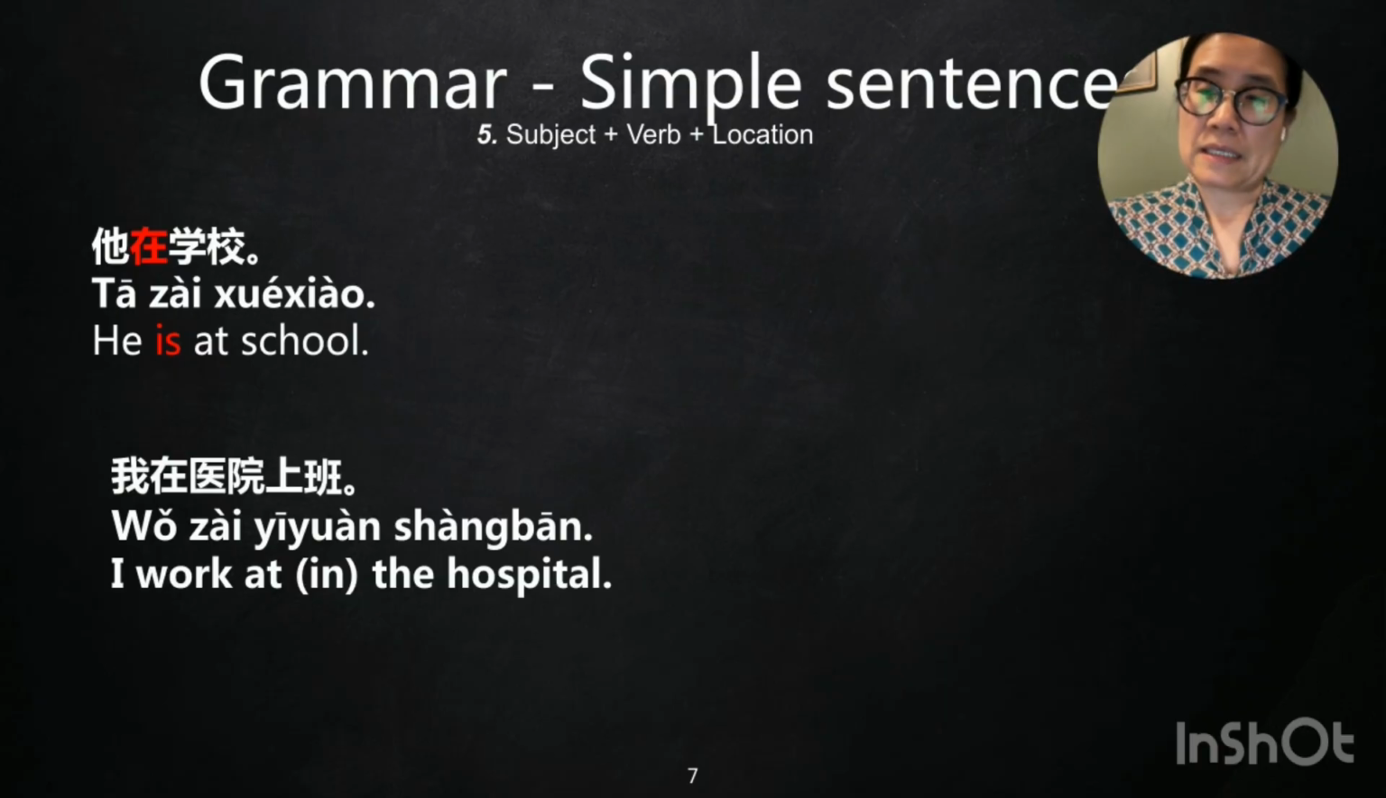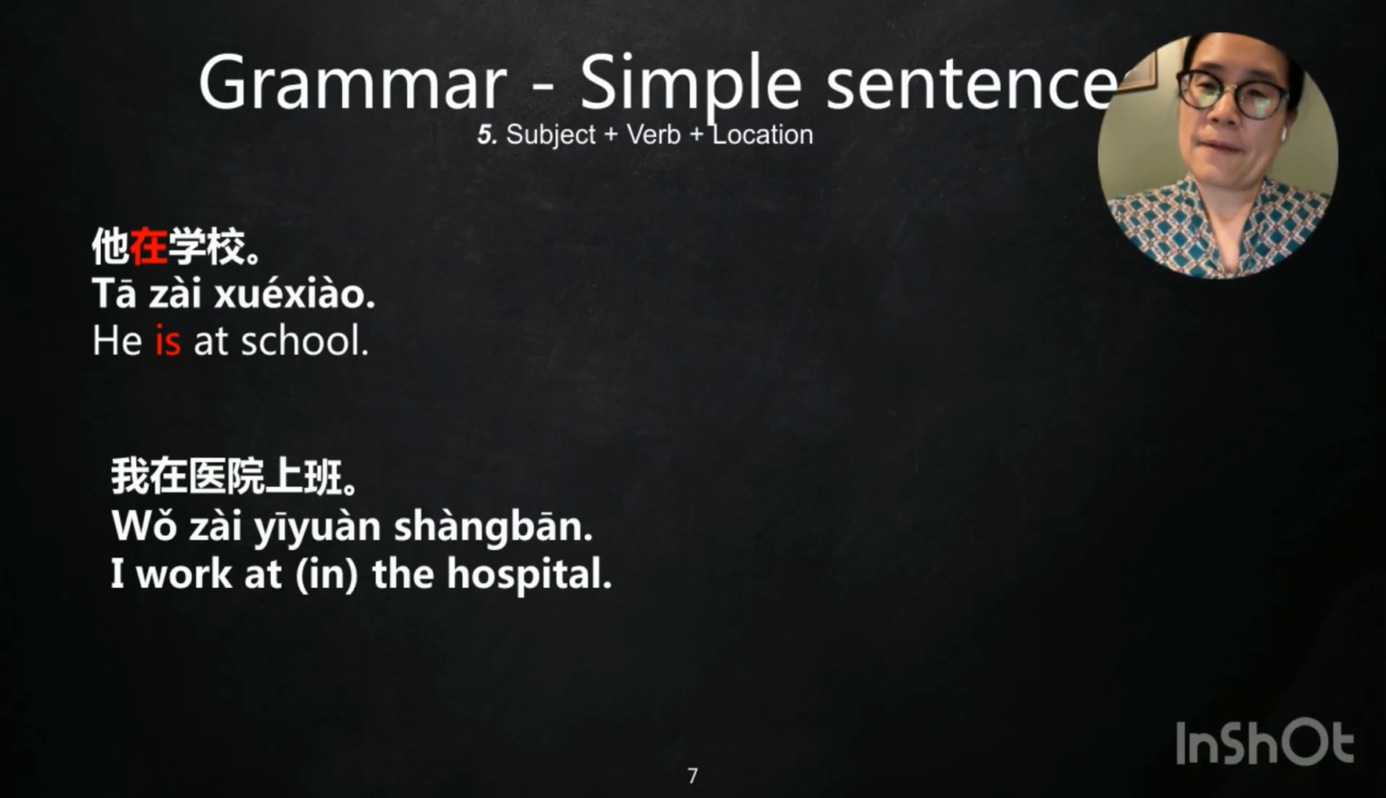Next one is subject, verb, and location. For example, 他在学校. People may say that 在 is a preposition, right? But in this sentence, there's no other verb. Actually, 在 has two different meanings. Sometimes it functions as a verb, sometimes it functions as a preposition, like in, at, and on. In this sentence, 他在学校, this 在 functions as a verb. So it means he is at school.